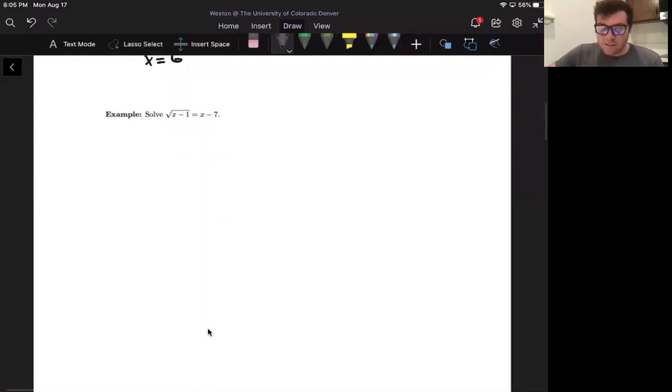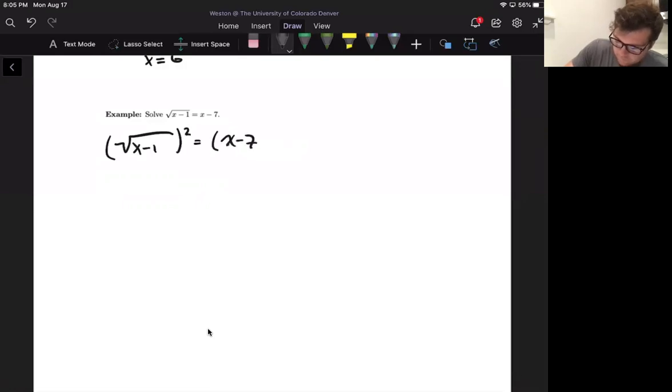So now we want to solve something slightly more complicated. We're looking at the square root of x minus 1 equal to x minus 7. In this problem, we already have the square root of x minus 1 isolated on one side of the equation. So we're going to jump right into squaring both sides. So then on the left-hand side, the square root and the square just undo each other. So we get x minus 1.